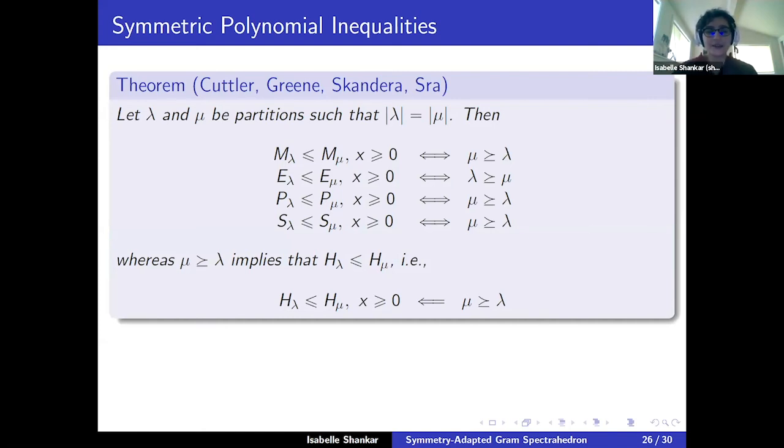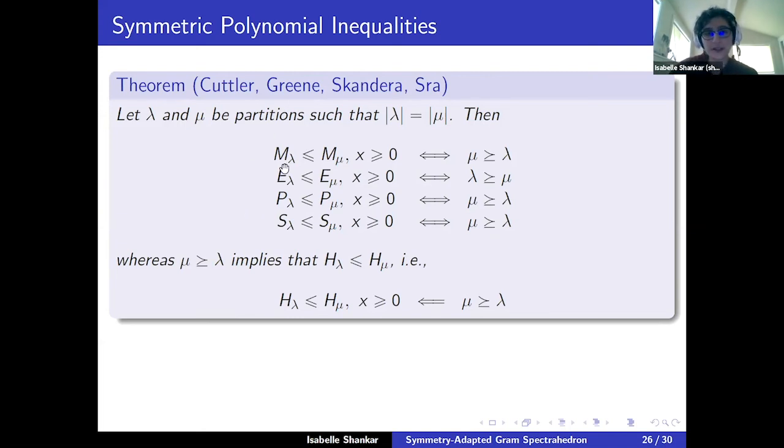but there's a paper by Cutler, Green, and Scandera that collected all the information about symmetric polynomial inequalities, specifically talking about these term normalized symmetric polynomials, and when the inequalities hold based on partition dominance, what I call dominance order. I include Sra here because the statement for the Schur polynomial case was only proven in one direction, and the other direction was proven later by him. So this is multiple theorems all lumped together.